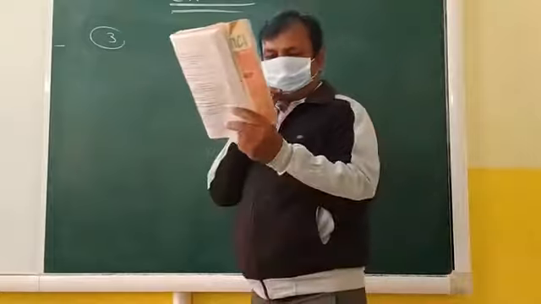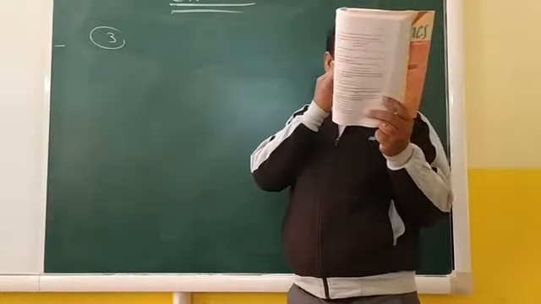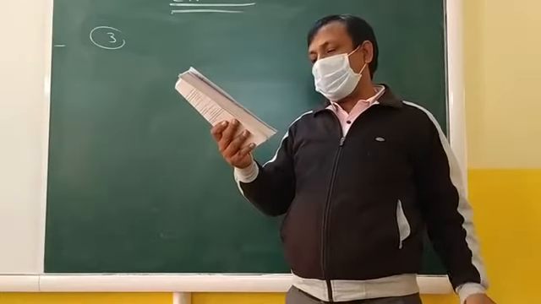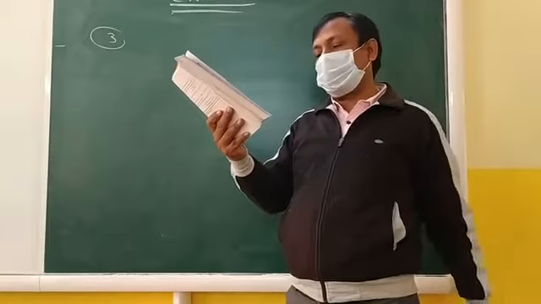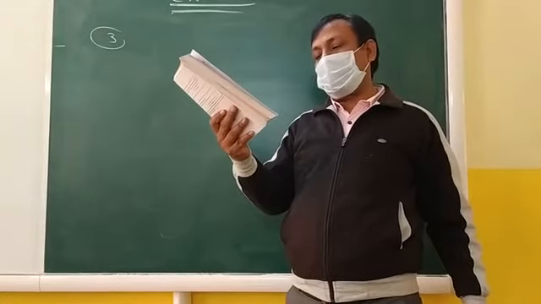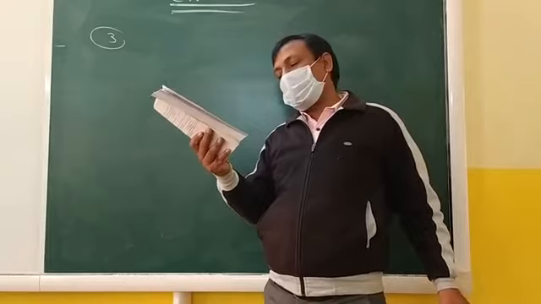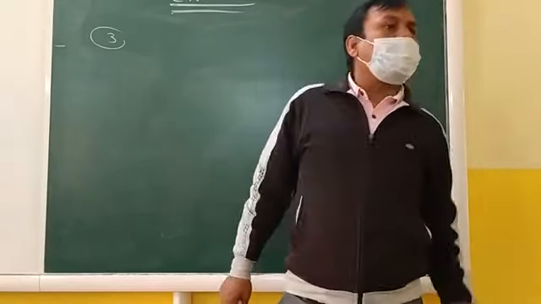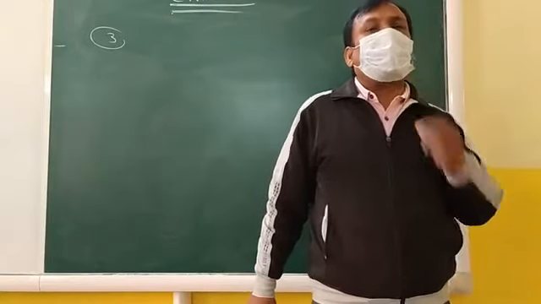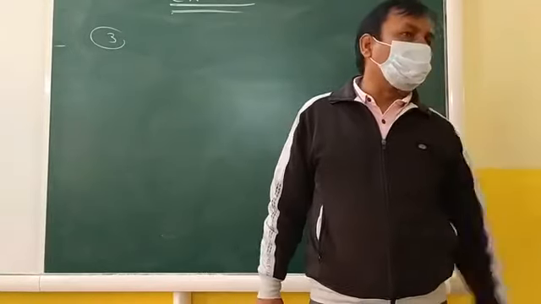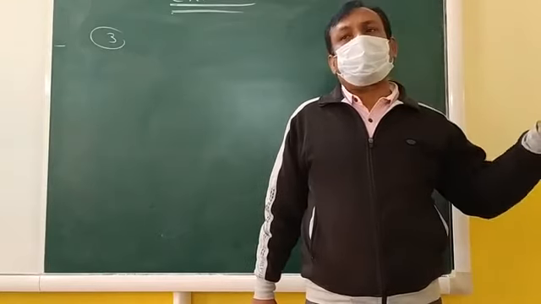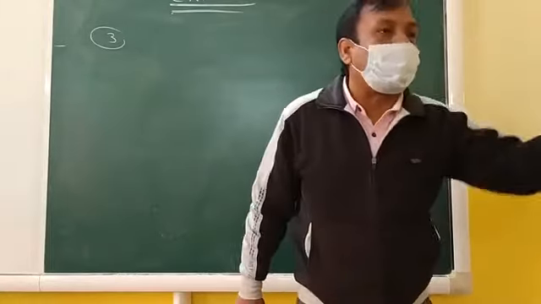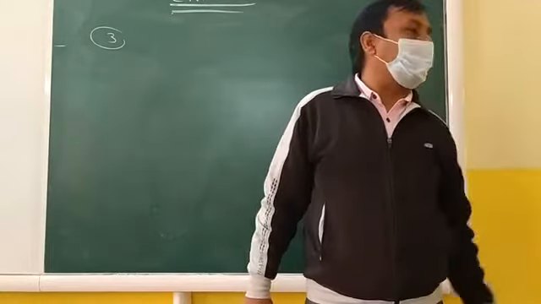So question number 4. A fair coin and an unbiased die are tossed. Let A be the event head appears on the coin and B be the event 3 on the die. Check whether A and B are independent events or not. If you have to check that A and B are independent or not, what you will do? You are going to check that P(A intersection B) equals P(A) into P(B) or not. If yes, then independent, otherwise not.